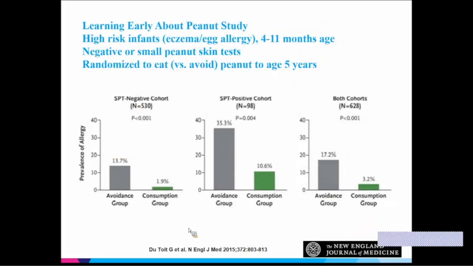And that observation was turned into a randomized controlled trial that made a lot of press and was in the New England Journal, where they took kids who were 4 to 11 months of age who had high risk for developing peanut allergy. They had bad eczema or already a food allergy to egg, and they were pre-tested because if they had strong positive tests, they were considered already allergic and weren't even part of the study. But if they had small positive or negative skin tests, they were randomized to eat peanut early or not. And sure enough, the avoidance group, in the gray bars, had high rates of peanut allergy 5 years later compared to the ones who were eating peanut early.